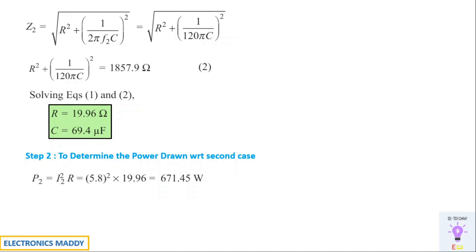I hope this is slightly different in comparison with all the other problems. We have solved a significant number of problems with respect to the series RC circuit. I hope all these problems are understood by you.